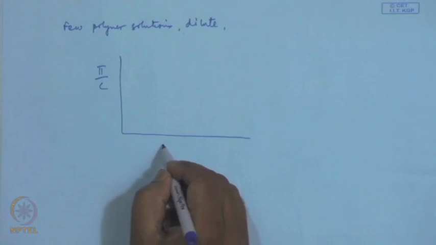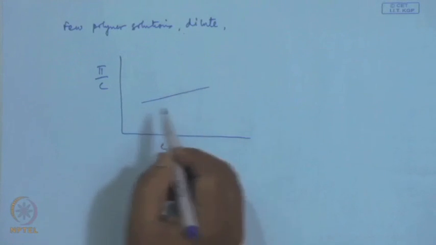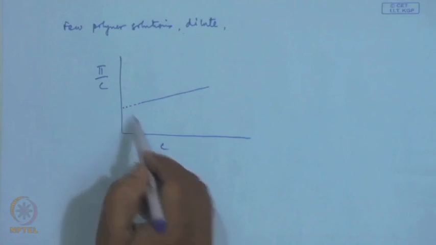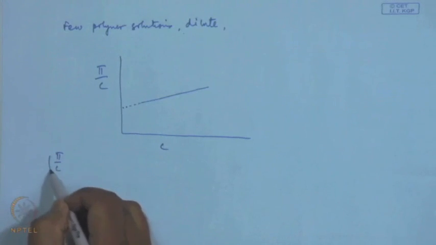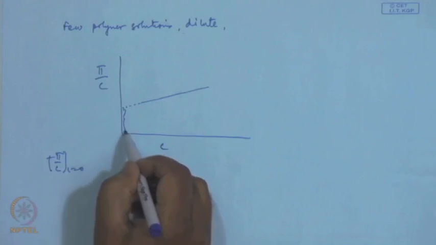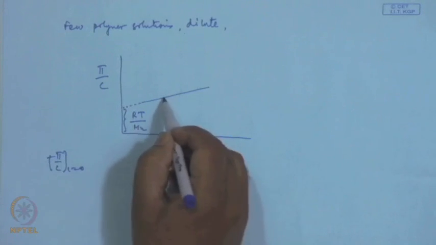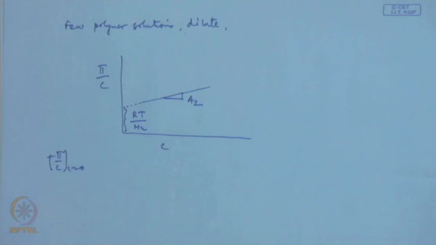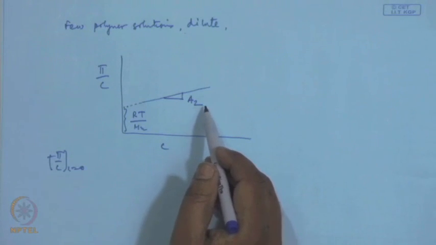versus C, which may be something like this, and then extrapolate this value to C equals 0. So, this intercept is nothing but pi by C at C equal to 0. From this expression, this will be RT by Mn, and the slope will give the value for the second virial coefficient, from which we can get the value for the polymer-solvent interaction parameter chi.